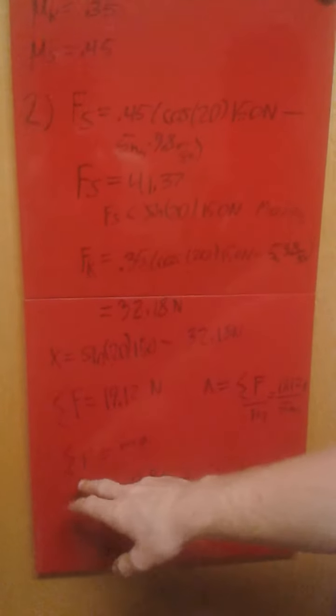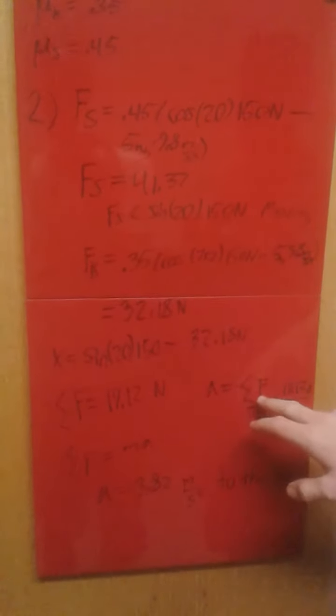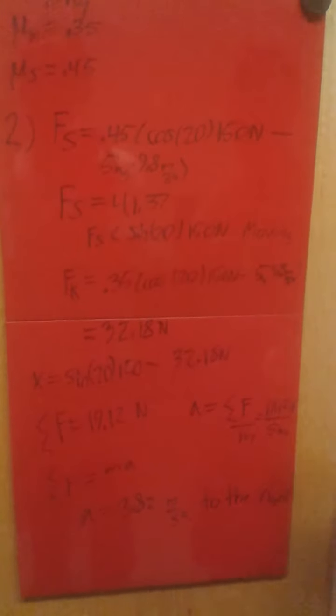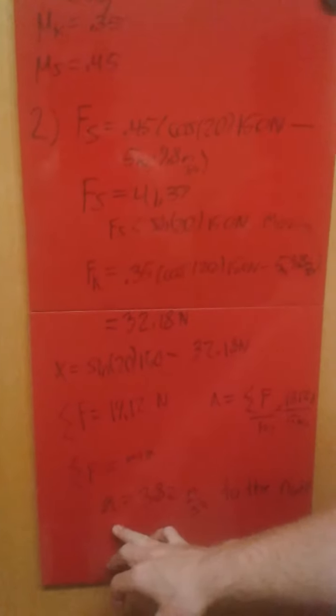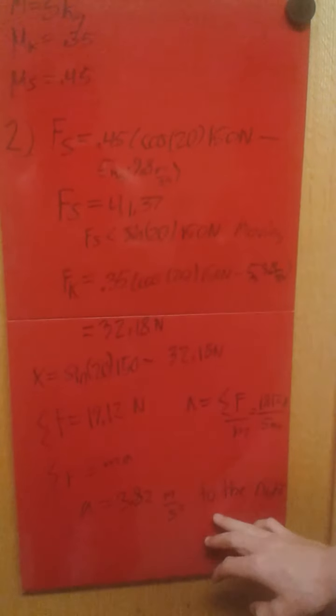The sum of our forces is equal to mass times acceleration, so acceleration is equal to the sum of our forces divided by mass, which is 19.12 newtons divided by 5 kilograms, which will get us an acceleration of 3.82 meters per second squared to the right.